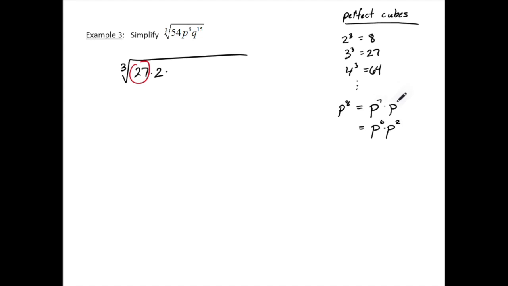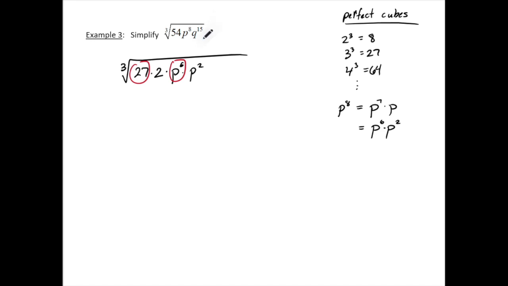If we factor out a single factor of p, we get p to the 7th times p to the 1 equals p to the 8th. But p to the 7th power is not a perfect cube because 7 is not a multiple of 3. So now let's try factoring out two factors of p. That gives us p to the 6th power times p to the 2nd power, and 6 is a multiple of 3. So this gives us p to the 6th as a perfect cube. So we go ahead and write p to the 8th power as p to the 6th power times p to the 2nd power.